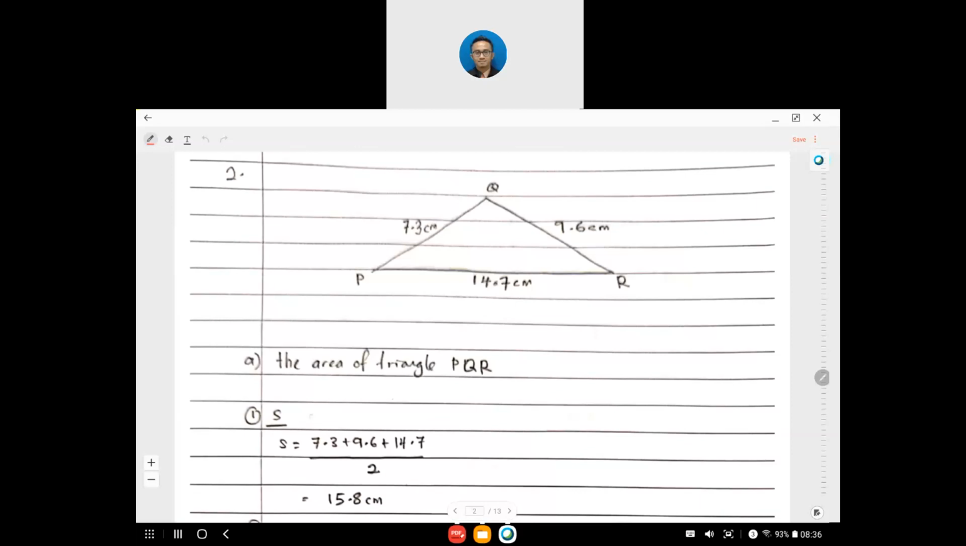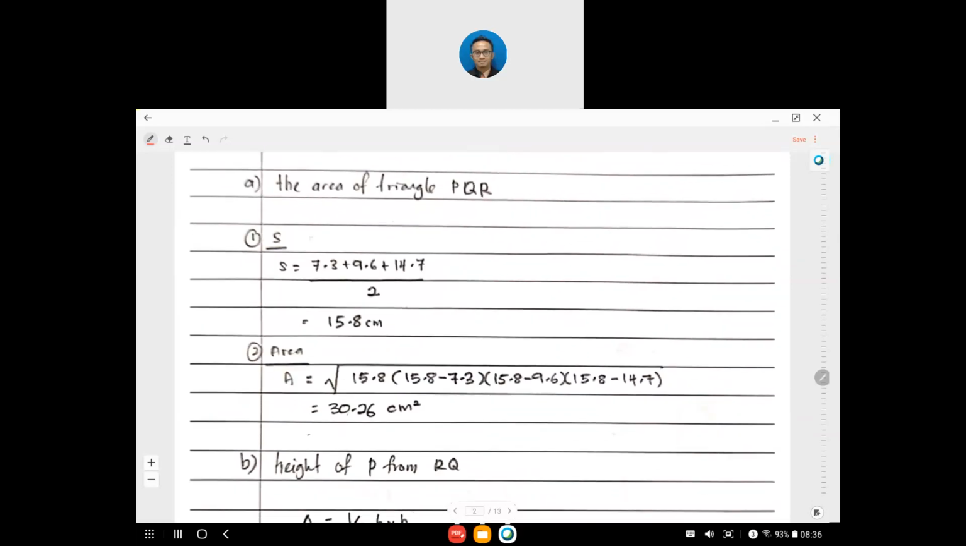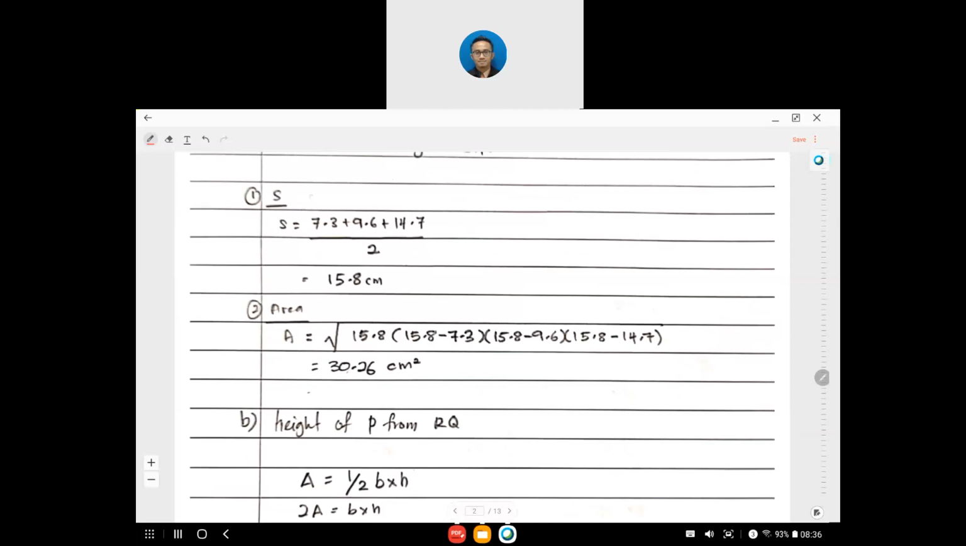PQR is a triangle where PQ is 7.3, QR is 9.6, and PR is 14.7. Calculate the area of the triangle. So this one is also the same thing. You have the value of all the sides, so we can use Heron's formula to find the area of the triangle. You need to find S first. So 7.3 plus 9.6 plus 14.7 divided by 2, and then you can get 15.8.